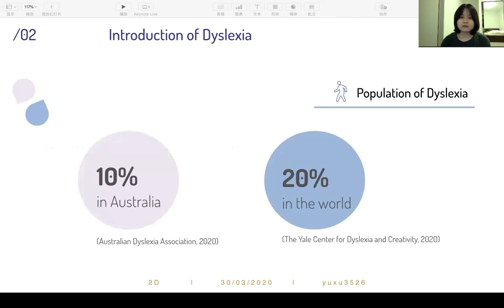Dyslexia is a common disorder in the world. About 10% of the population in Australia have difficulties in reading and spelling. More seriously, dyslexia is estimated to affect up to 20% of the population in the world. That means more than 700 million people have reading and spelling difficulties. So reading disorder is not far away from our lives. It deserves more of our attention.